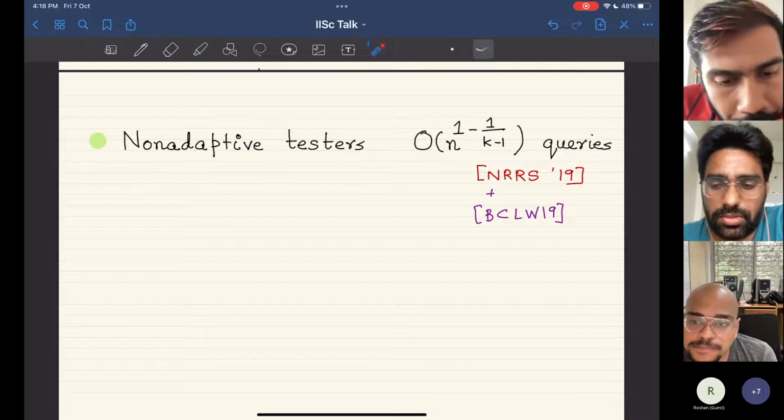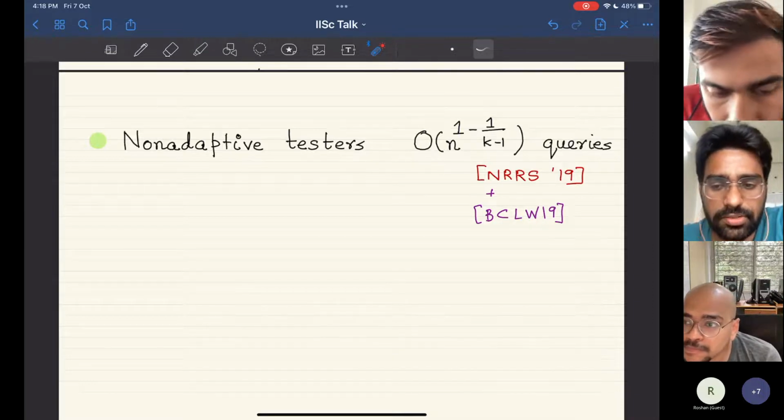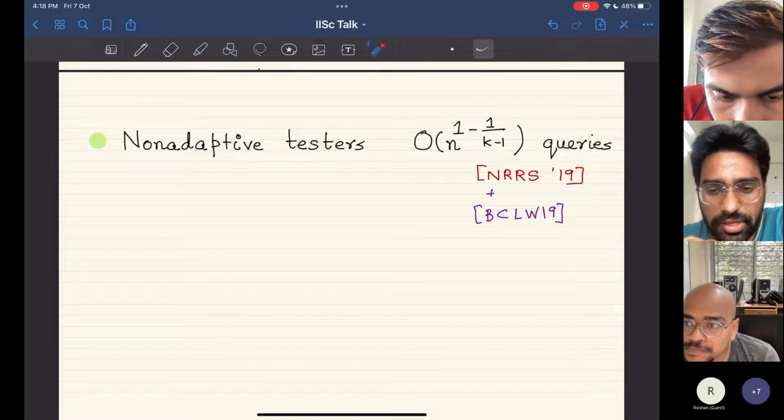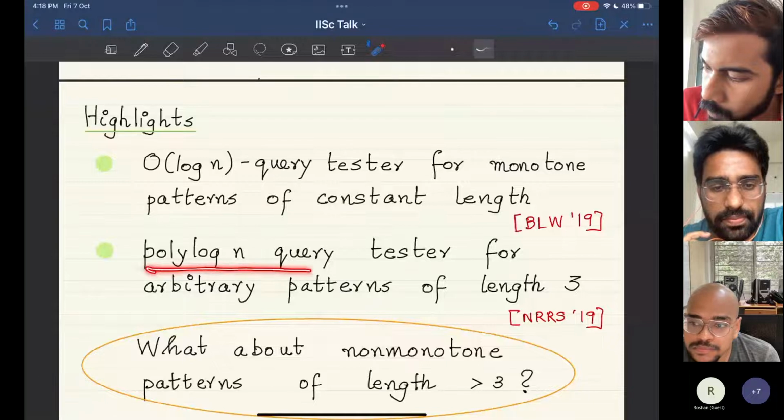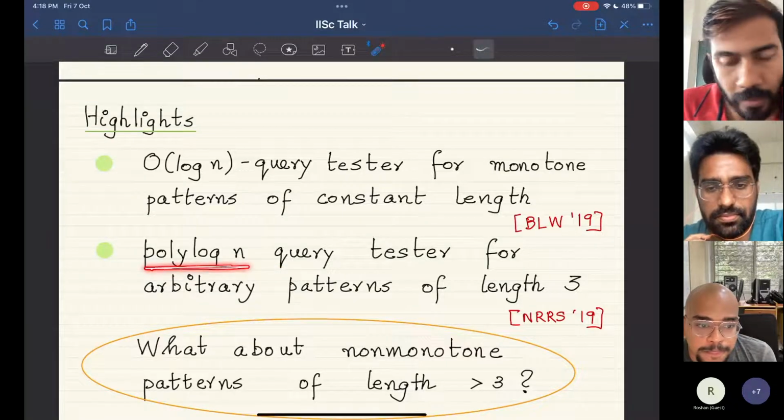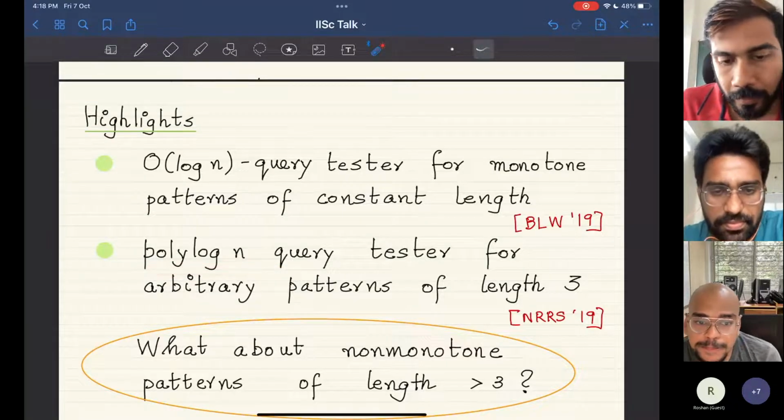Question here. So the testers on the previous slide, were they also non-adaptive? This one? No, this is adaptive actually. Okay.